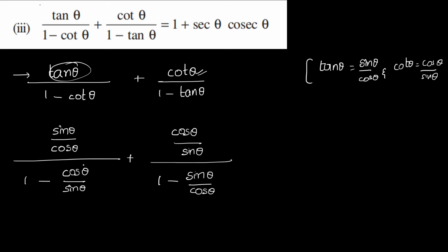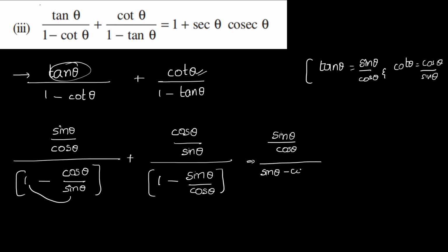Now before getting to the next step, first solve the denominator in both terms. See here, sin theta by cos theta divided by, here the number is 1, here the number is a fraction. So what we have to do is cross multiplication. Sin theta into 1 will become sin theta minus cos theta whole by sin theta, plus here it is cos theta by sin theta by cos theta into 1, cos theta minus sin theta by cos theta.